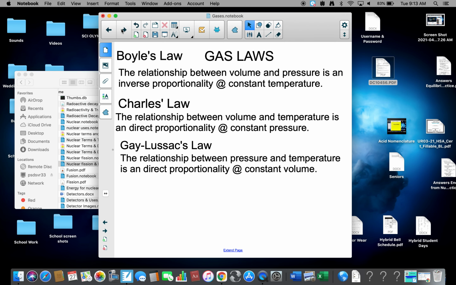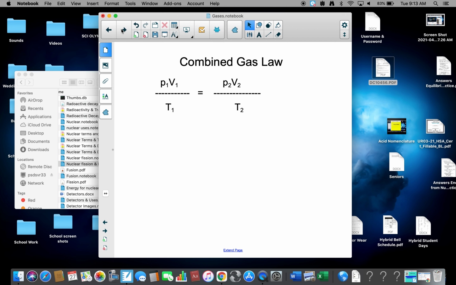All right, so we have our gas laws, Boyle's law, Charles' law, and Gay-Lussac's law. The relationship between volume and pressure is inversely proportional at constant temperature. The relationship between volume and temperature is directly proportional at constant pressure. And the relationship between pressure and temperature is directly proportional at constant volume. We make that into a combined gas law: P1 V1 over T1 is P2 V2 over T2.